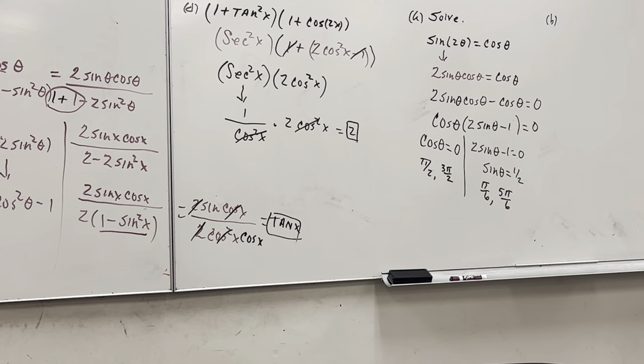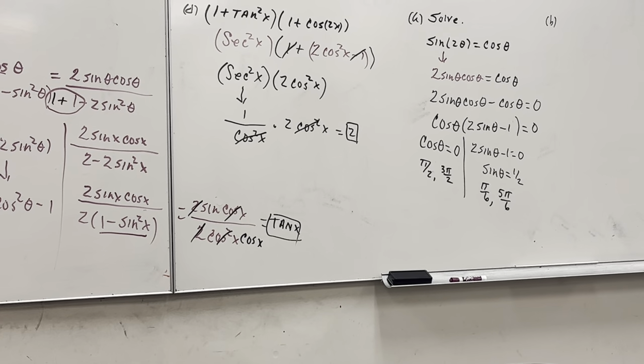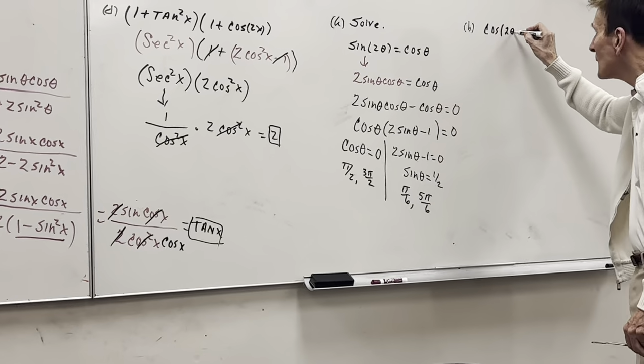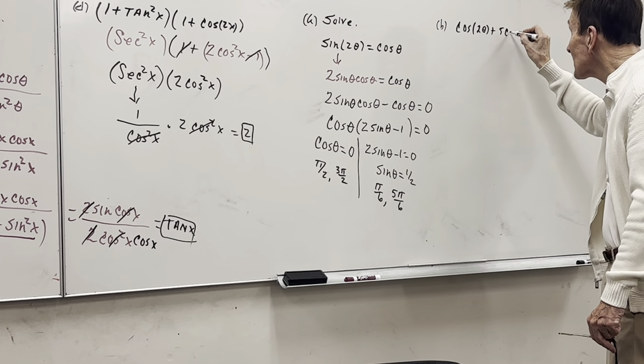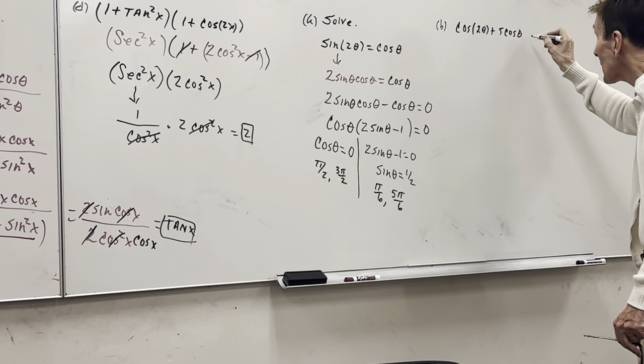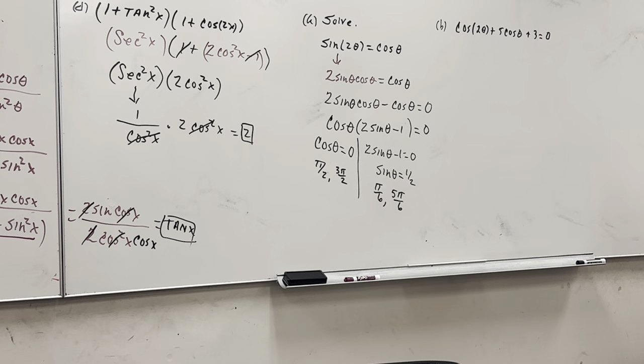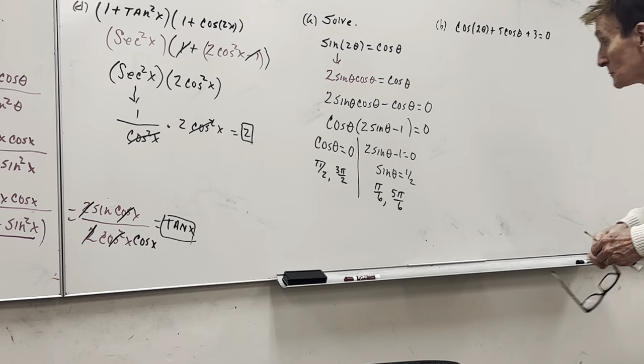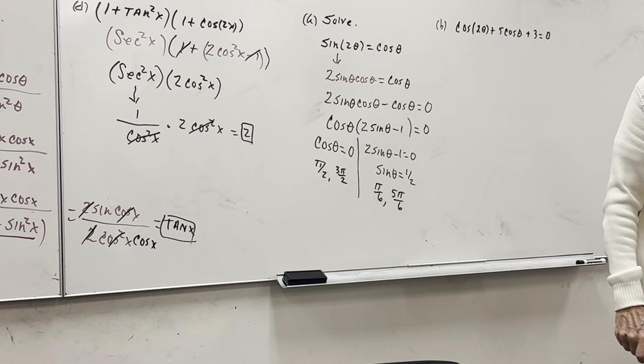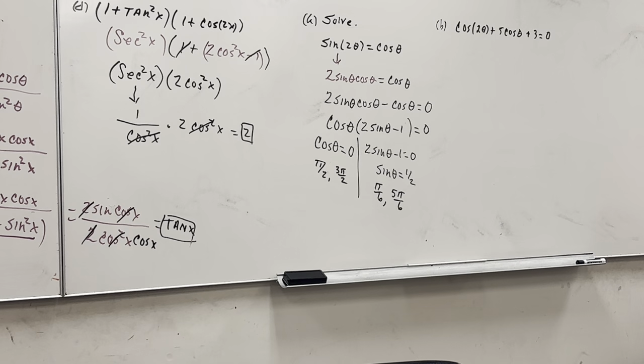Jacob, what else was I asking to be done there? There was cosine double theta plus 5 cosine theta plus 3 equals 0. Beautiful. Nathan, any ideas? You can use the formula. There's a formula needed. It's right here.